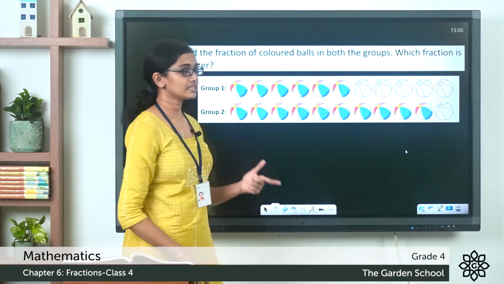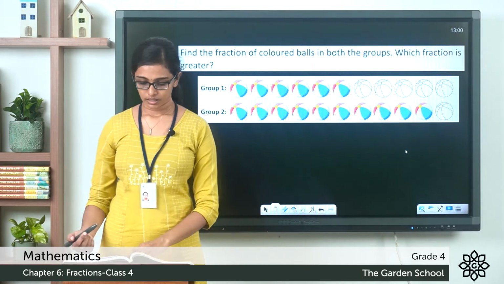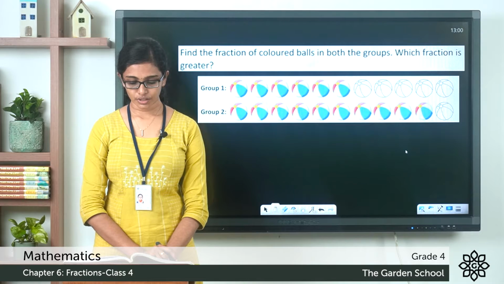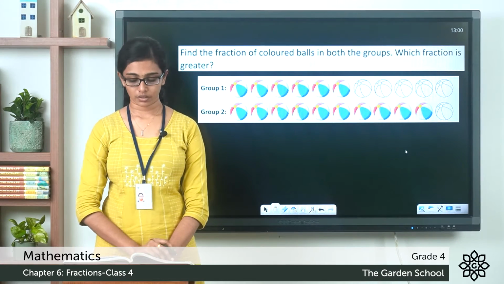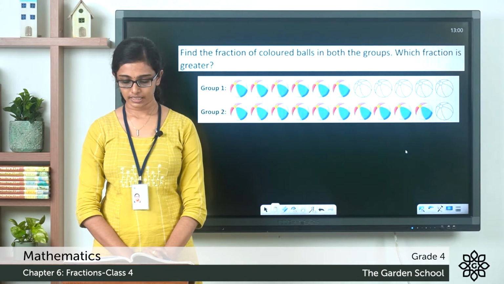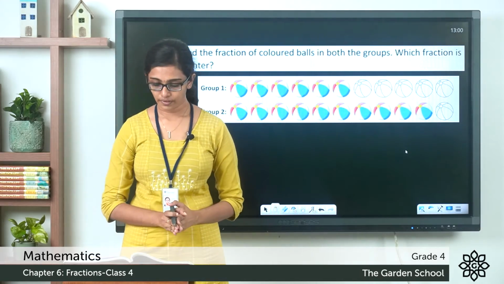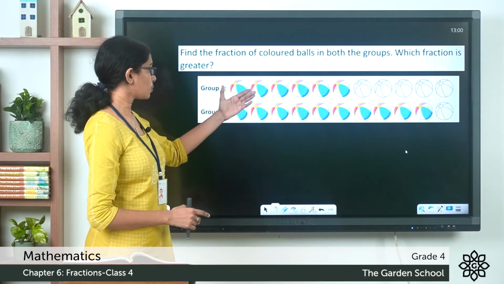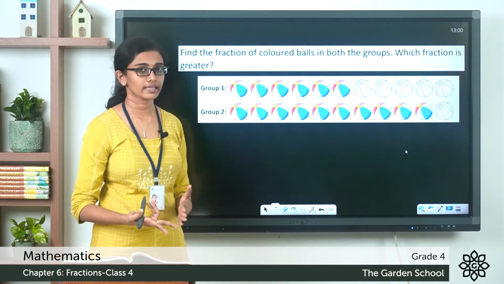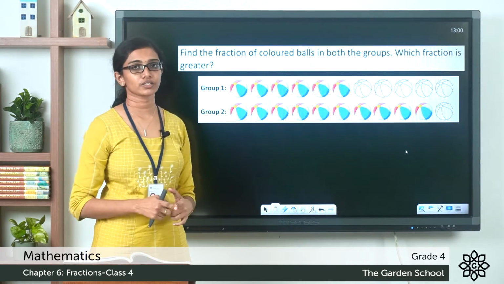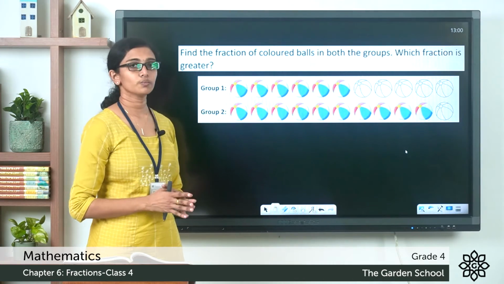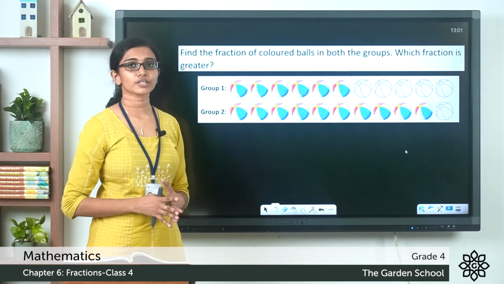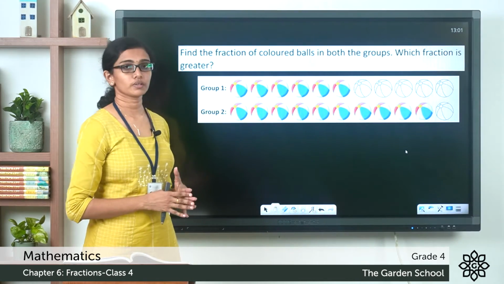Now, let's see a different question. This is also from your textbook, the same page. Find the fraction of the colored balls in both the groups. Which fraction is greater? You are asked to find out the fraction of colored balls in two groups. We have group 1 and group 2. It's 2 cases and you have to compare the fractions to find out which group has more number of colored balls. So let's see what is the fraction of colored balls in the first group.